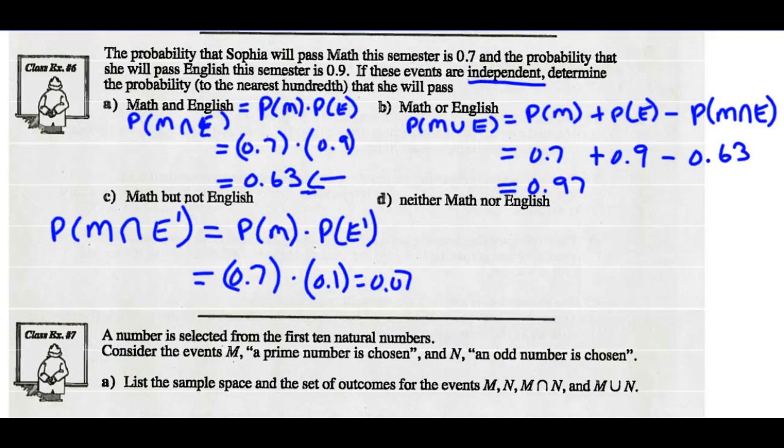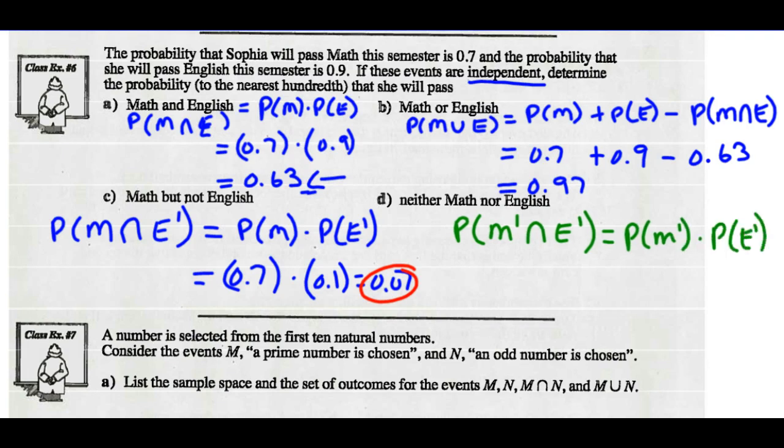All right. And finally, the probability of neither math nor English. Probability of not math nor not English. So that's the probability of not math times the probability of not English.